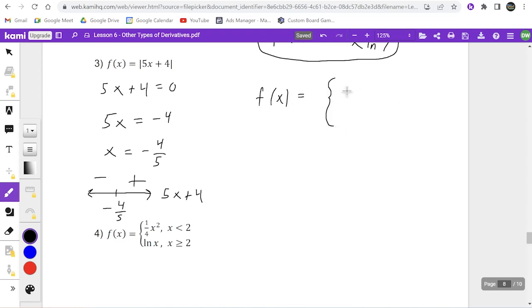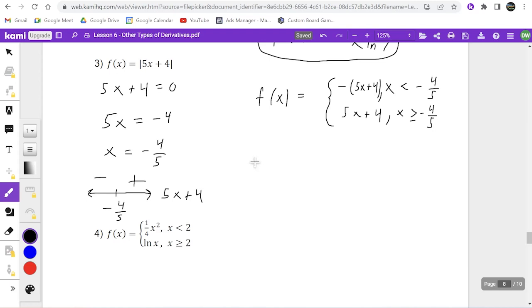So in the top, where x is less than negative 4/5, that I see is negative. So I got to put an extra negative out in front. So negative 5x plus 4 in parentheses. And then when x is greater than or equal to negative 4/5, I'm going to say just normal, good old-fashioned 5x plus 4.